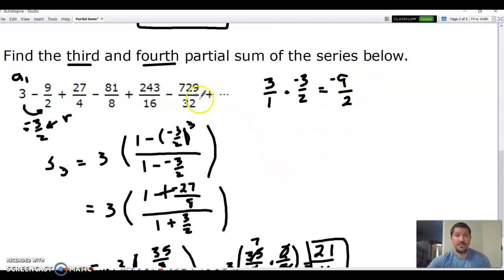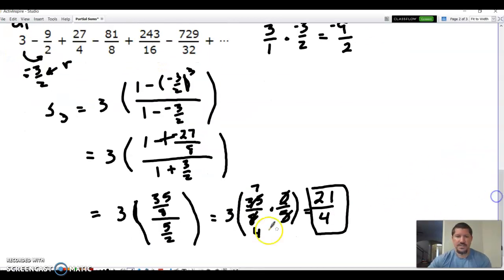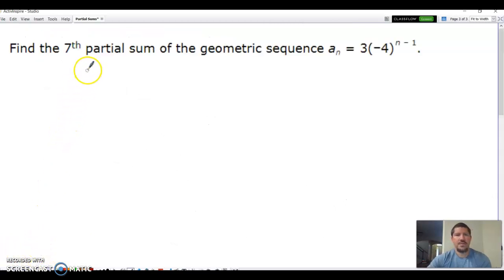Fourth partial sum would work very similar. I'm not going to worry about that one. You would still do the same process. Alright, so find the seventh partial sum of the geometric sequence a sub n. So again, we have to use the formula a sub 1 times 1 minus r to the n over 1 minus r.